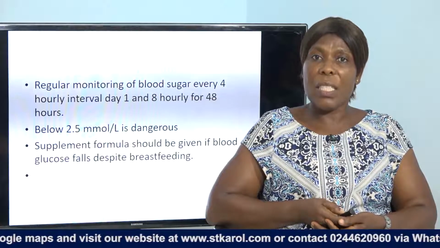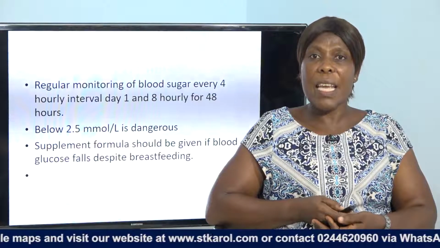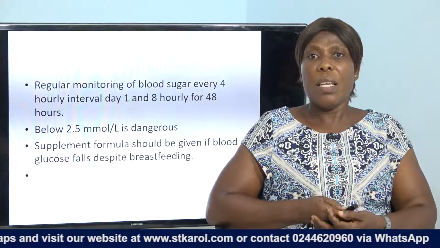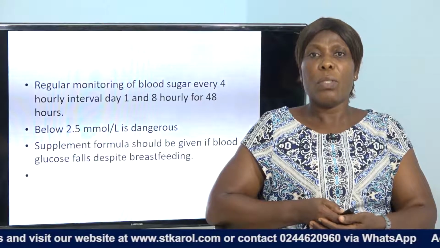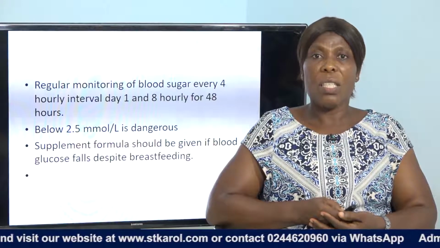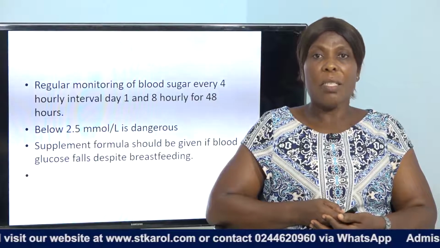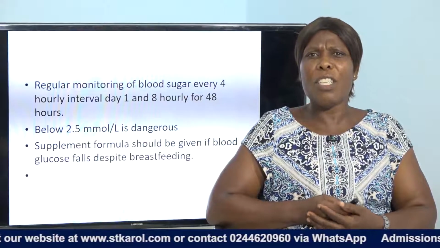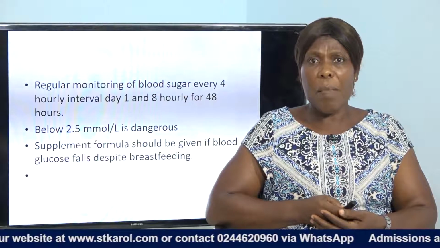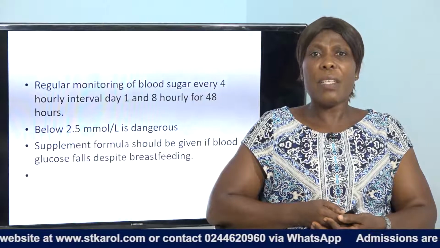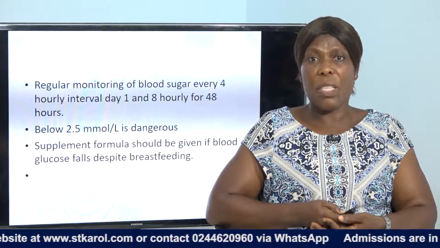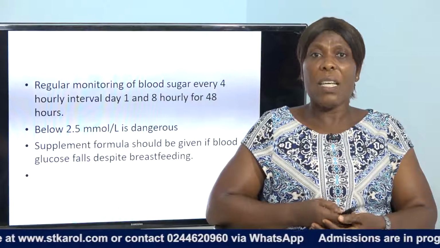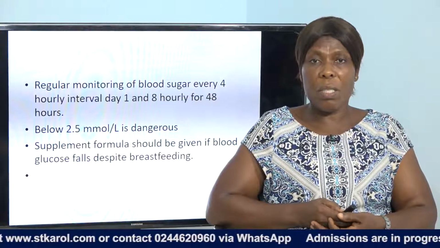Then you need to monitor the blood sugar. Every 4 hours, you need to monitor the sugar of the baby for 48 hours so that you prevent this hypoglycemia in the baby. If the blood glucose is below 2.5 millimole, then you have to give a bolus. It's very dangerous, and the baby can go into hypoglycemia. So you need to give a bolus of 10% dextrose. If it's below 1.5, then you need to give 50% dextrose, 10 ml of 50% dextrose. Then they need to what? Use supplementary formula if necessary, especially when the breast milk is not producing. You need to fall on what? The formula, and then you feed the baby to boost the blood glucose of the baby.